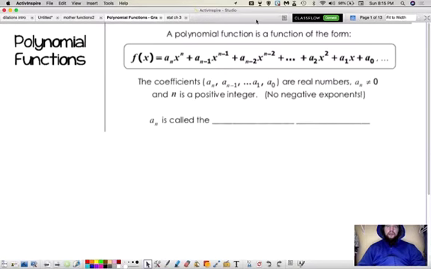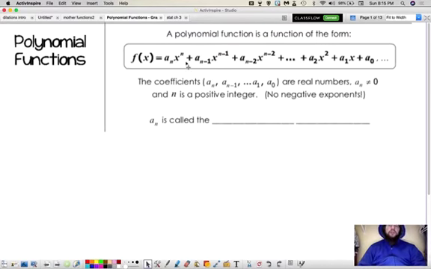Hey guys, this week we're going to look at polynomial functions. Last week we looked at polynomials in general. Now we're going to narrow that down specifically to functions, okay? Throughout these lessons I'll probably just say polynomials, but whenever we refer to polynomials from now on, it's going to be talking specifically about polynomial functions.